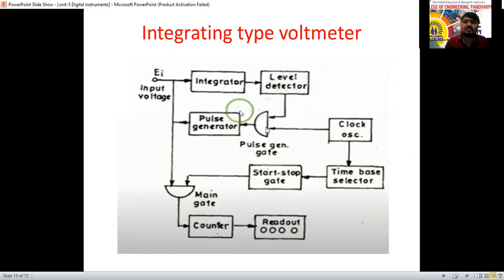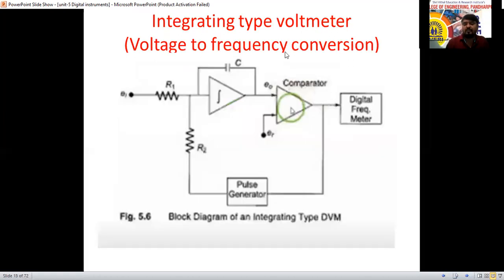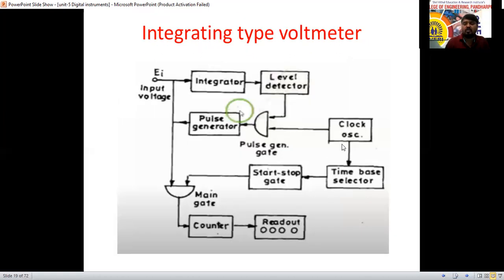It depends on this. When the pulse generator gate is open, the pulse output is going to be compared with the start and stop gate. The main gate operation is controlled by this gate. How to start or stop the operation is decided based on the time base selector. For that reason the name is voltage to frequency conversion. The clock oscillator is given to the time base selector, and the other input is the pulse generator gate.